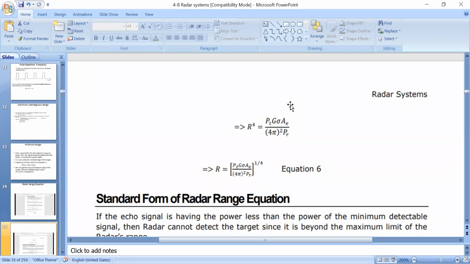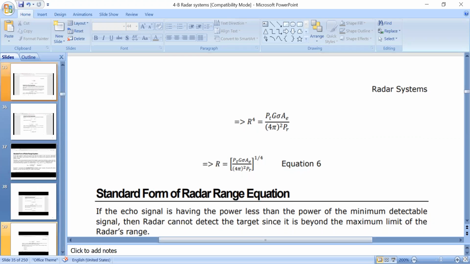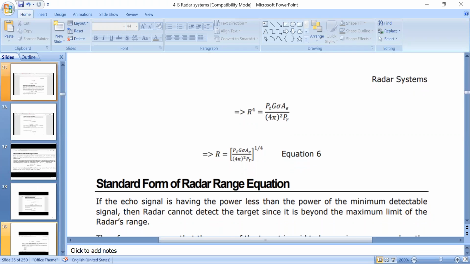In the fourth case, you are considering the received power in terms of effective aperture, where received power PR is given as PR is equal to AE into PDE. So by substituting all those, here you bring out the range term, where capital R is range. Range is nothing but the distance between the radar system and a target. So this is the standard form of radar range equation.